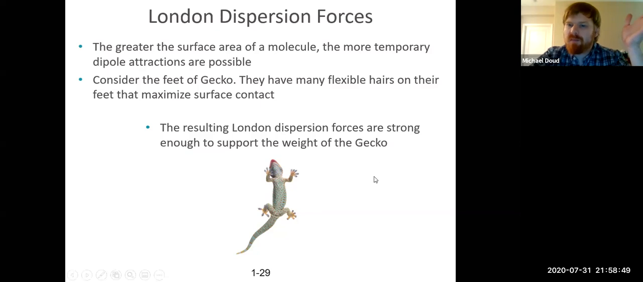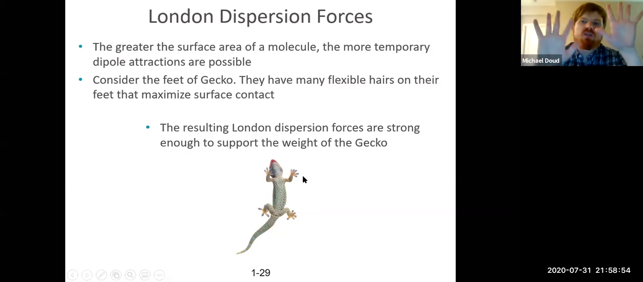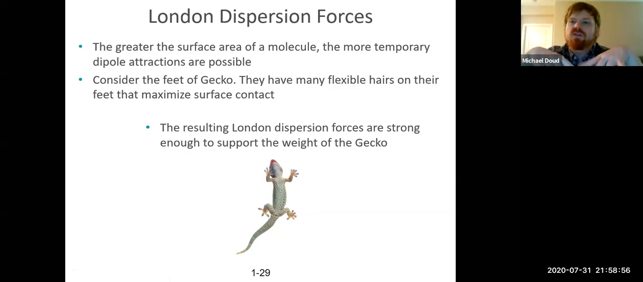You may remember from when you were a kid, you learned something about geckos. Geckos can climb up almost any surface, even glass or something totally nonpolar, like a painted wall. The way they do it is their fingers have long hairs, and these hairs are very nonpolar. But they have a huge surface area, and that allows for strong dispersion forces from one foot pad to the surface that it's climbing up.